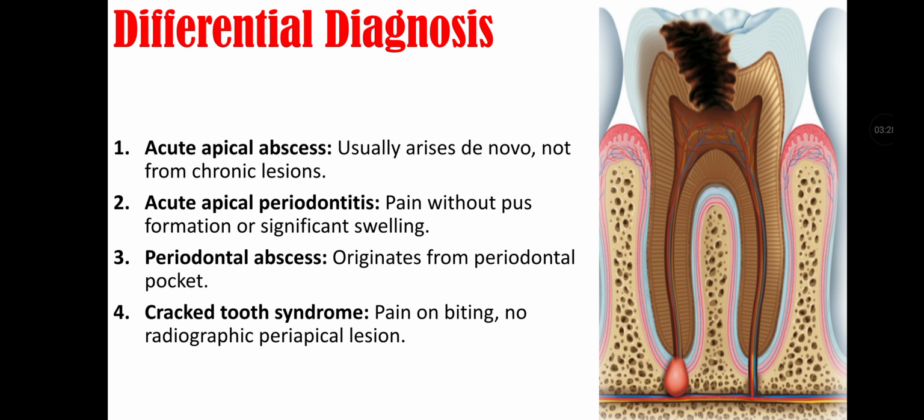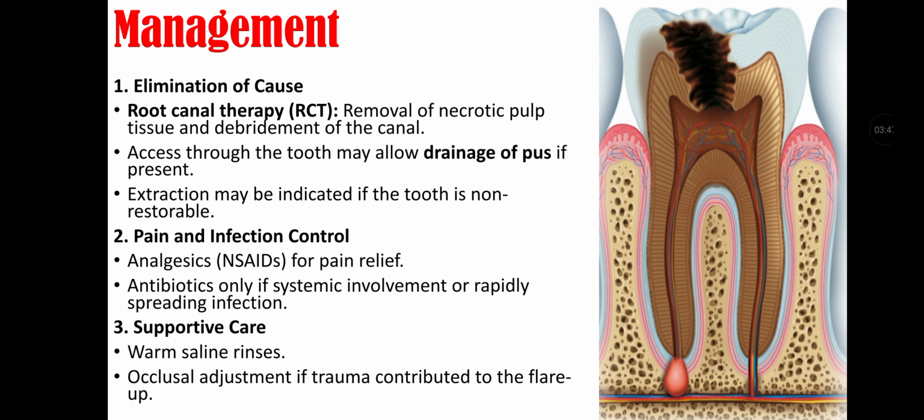Differential diagnosis: Acute apical abscess usually arises de novo, not from chronic lesions. Acute apical periodontitis is pain without pus formation or significant swelling. Periodontal abscess originates from a periodontal pocket, and cracked tooth syndrome is pain on biting with no radiographic periapical lesion.